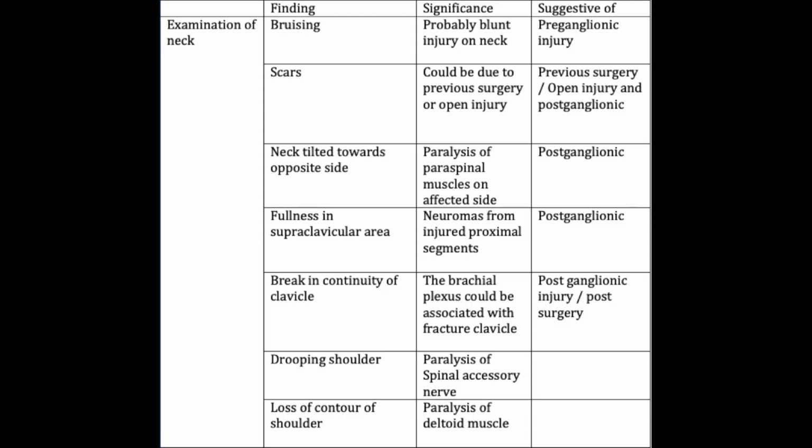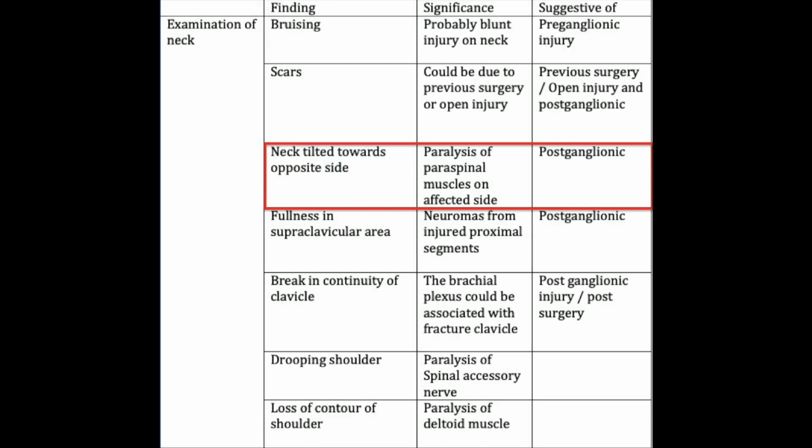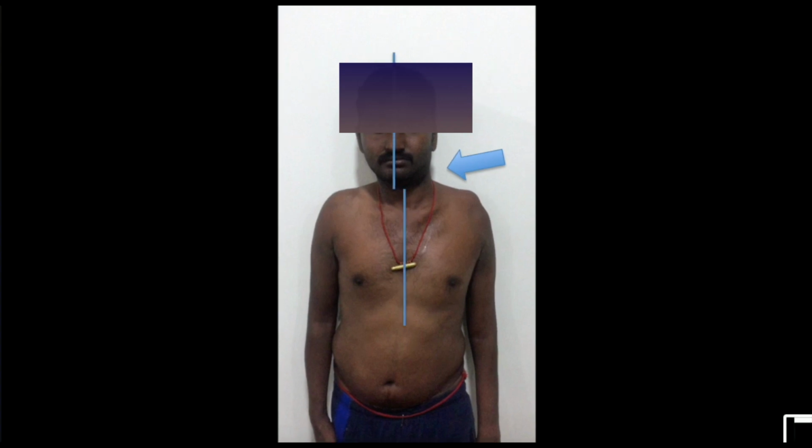When you examine the neck, look for any evidence of bruising. Look for scars on the neck, which could be due to either a previous surgery or due to the injury per se. In some patients, the neck will be tilted to the opposite side. This is due to the paralysis of the muscles on the affected side, and so the muscles on the unaffected side tilt the head towards the normal side, as you can see in this patient. This indicates typically a preganglionic lesion.